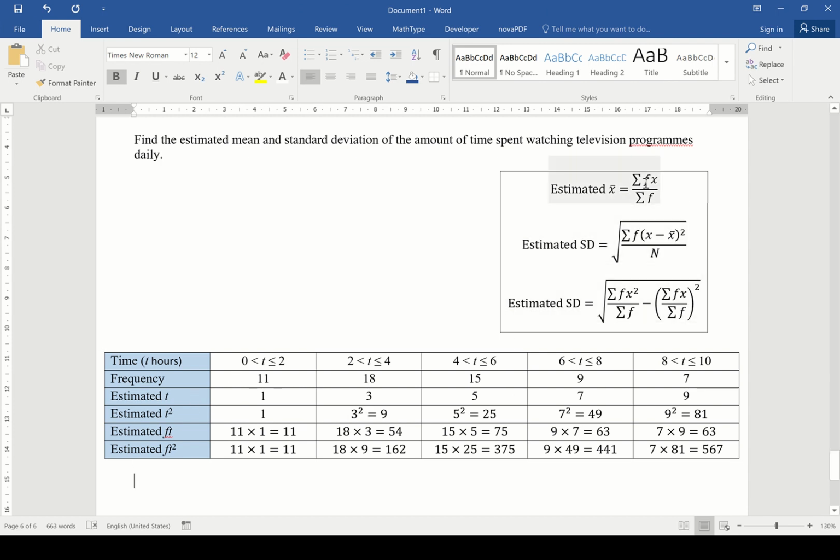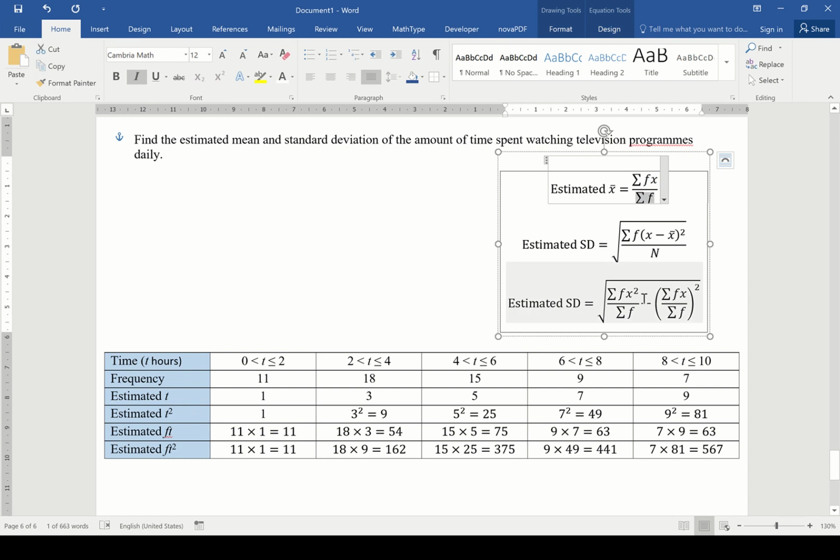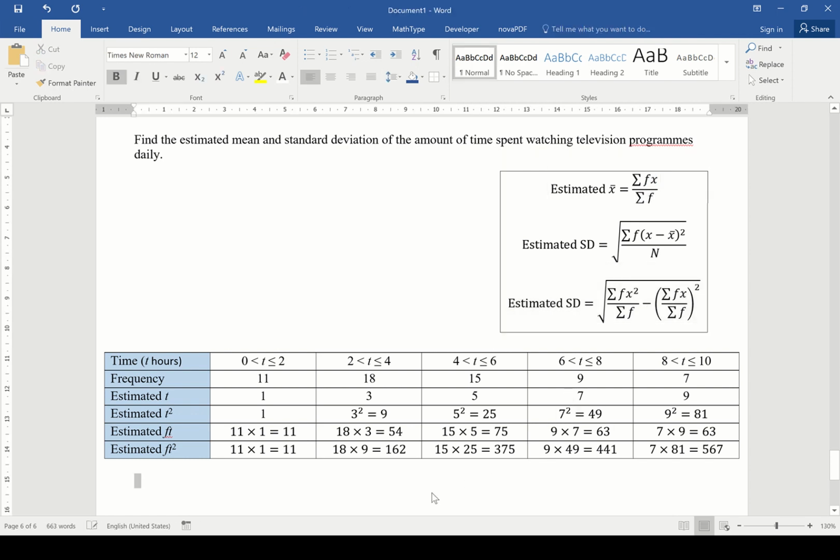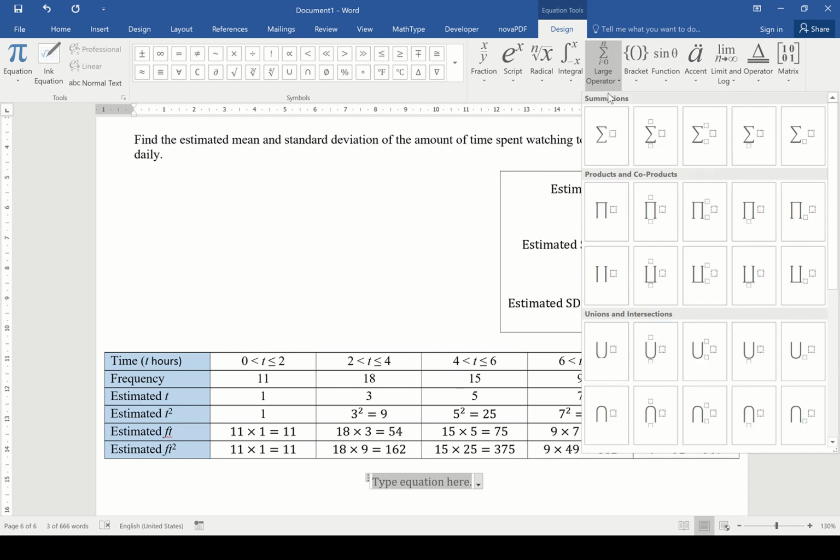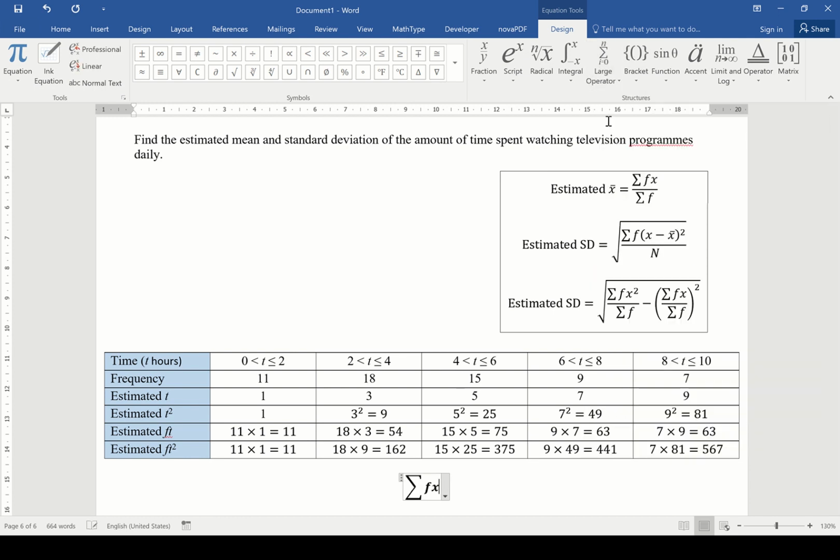Now we will need our summation of fx, we need summation of f, we need summation of fx square. So let's go through one by one. The summation of, sorry, in this case it's not fx, it's ft, is given by 11 plus 54 plus 75 plus 63 plus 63. Am I correct? 11, 54, 75, 63. Yep, I'm correct.